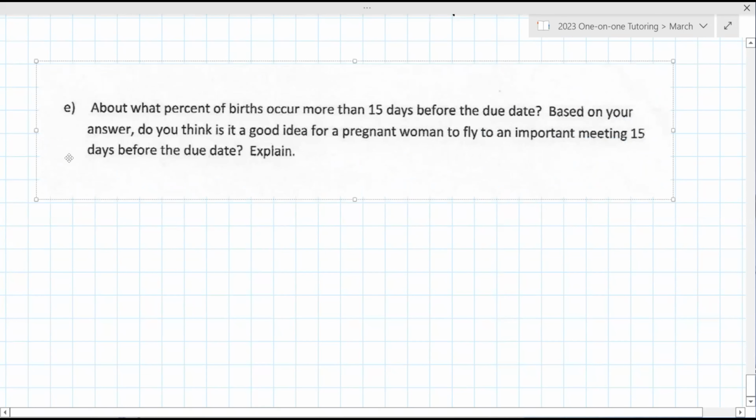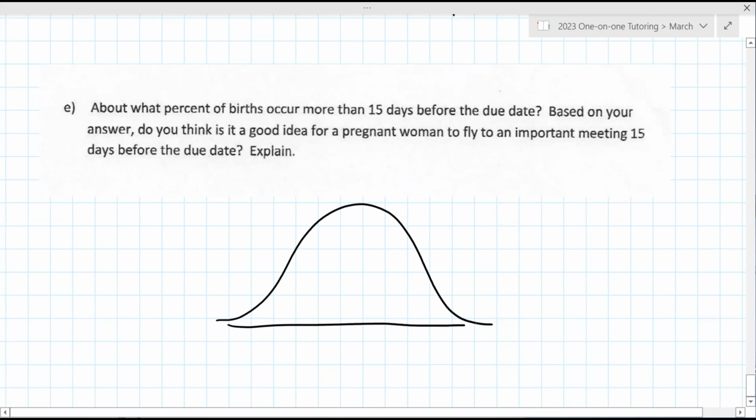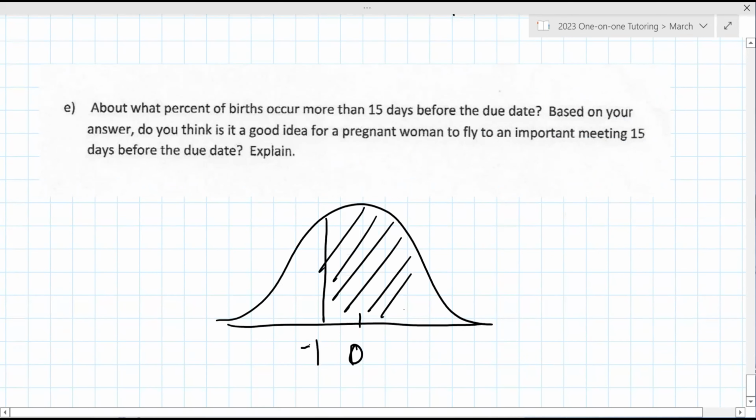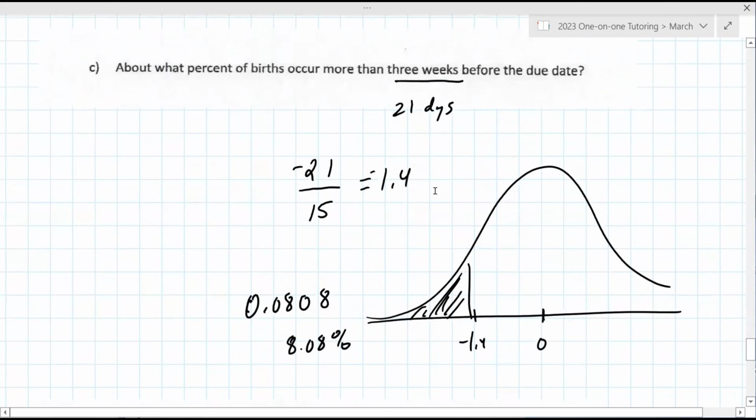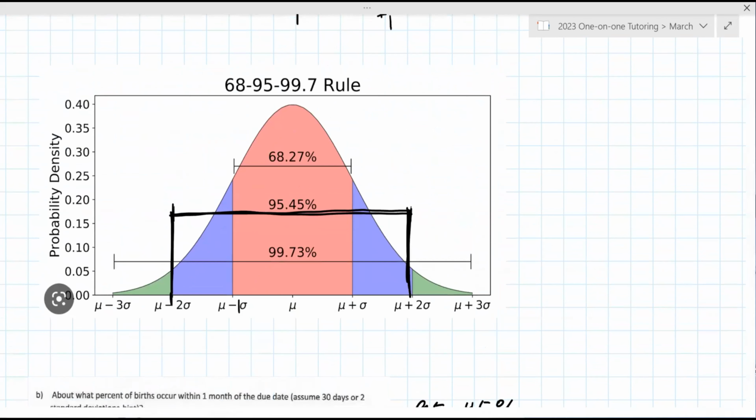About what percent of births occur more than 15 days before the due date? So here, 15 days is one standard deviation below, and they're asking for this area to the right. We can actually get that from this picture again. Actually, that's not a good picture. Let me find another one. This is a better picture for this.